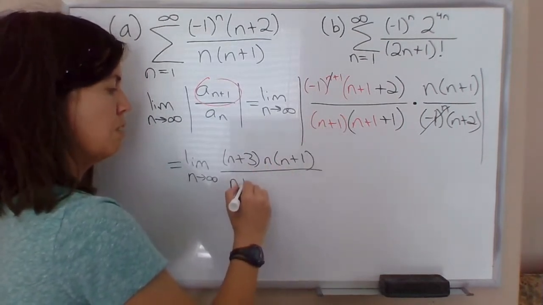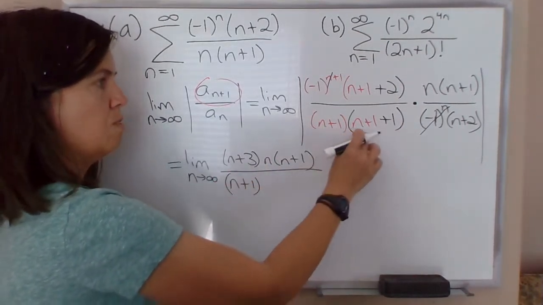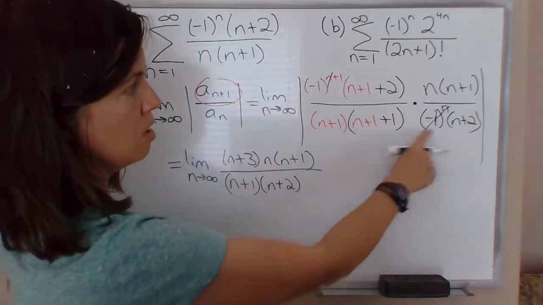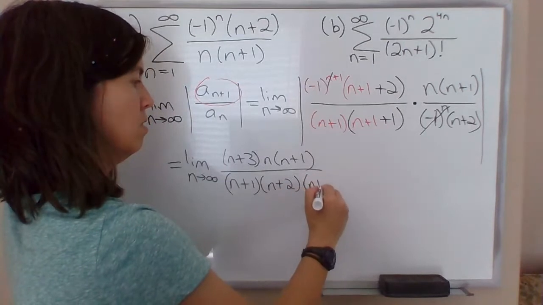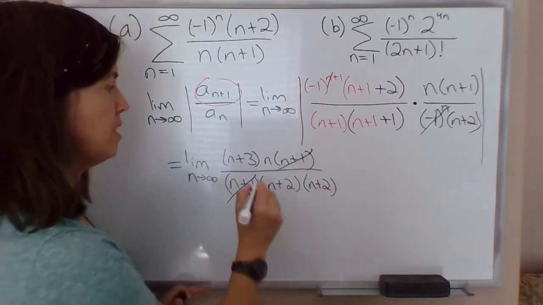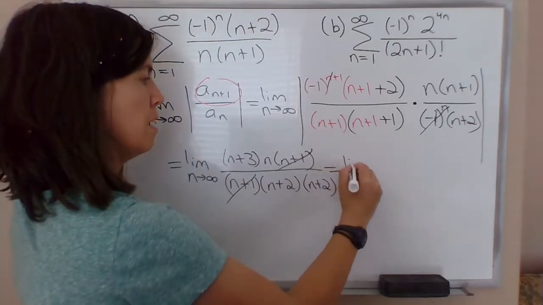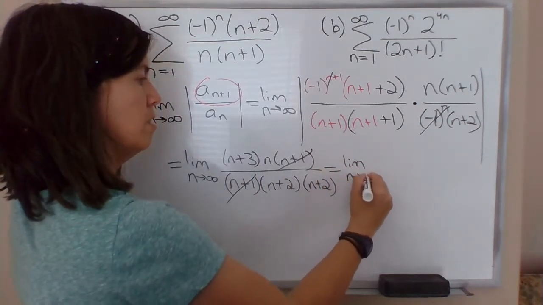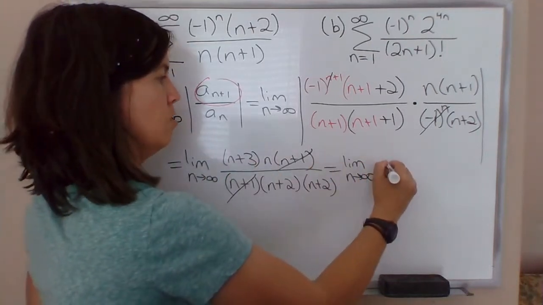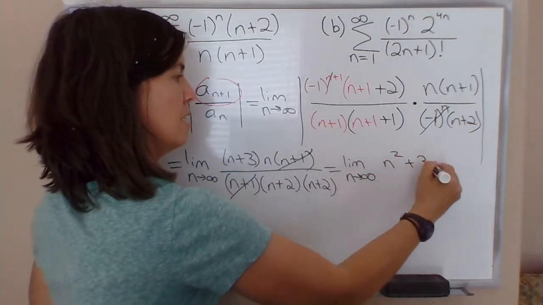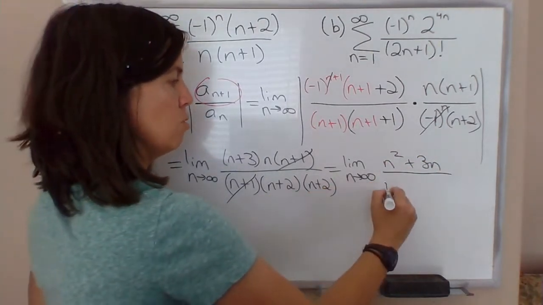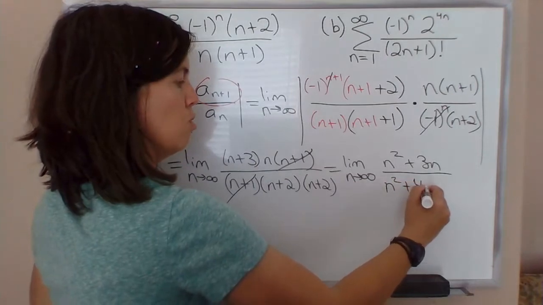And then we've got n plus 1 times this is n plus 2 times another n plus 2 over here, right? So I might as well cancel these n plus 1s. Say I multiply out what's left. So the numerator here, if I distribute this n, is n squared plus 3n. The denominator is n plus 2 times n plus 2. So that's n squared plus 4n plus 4.